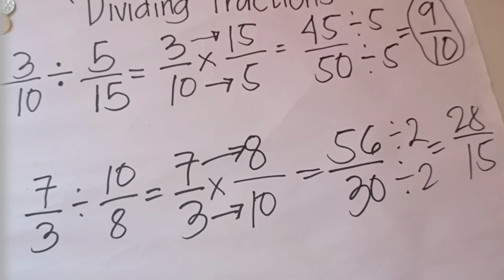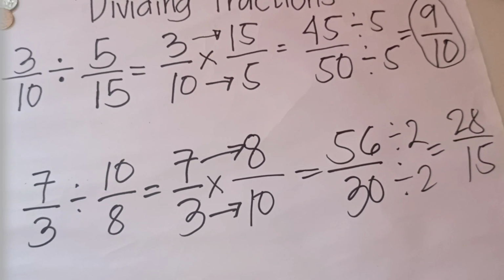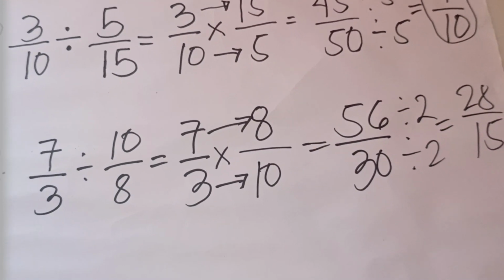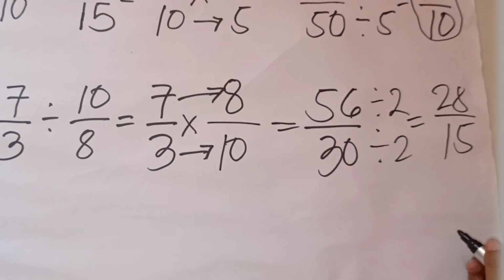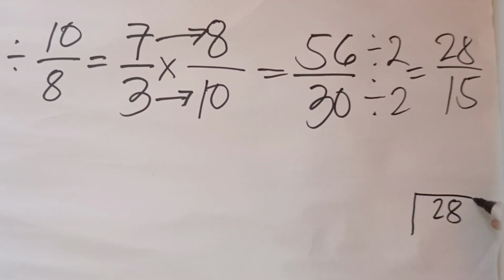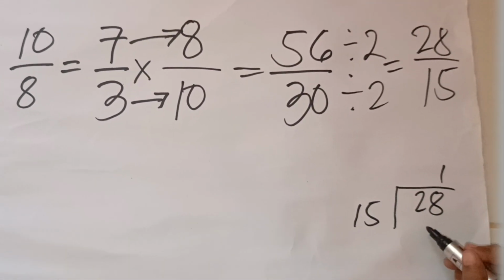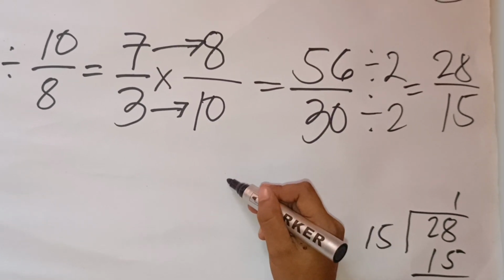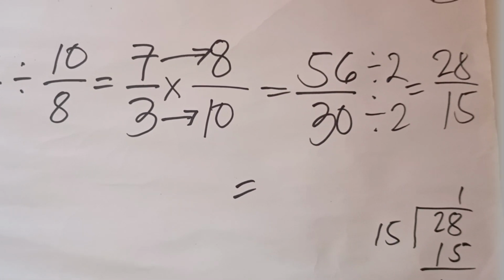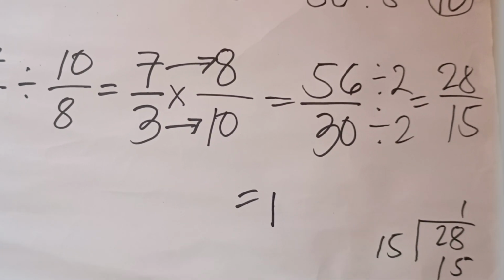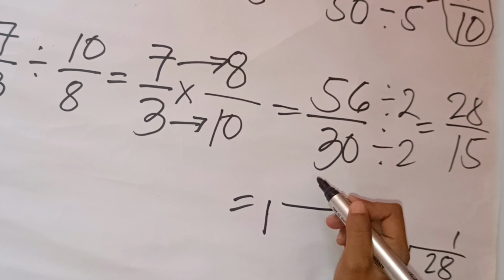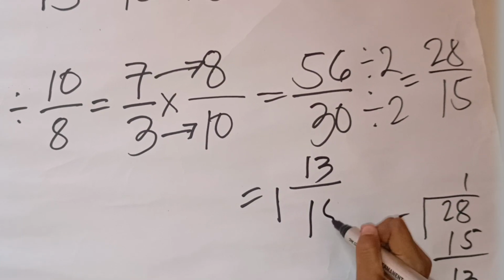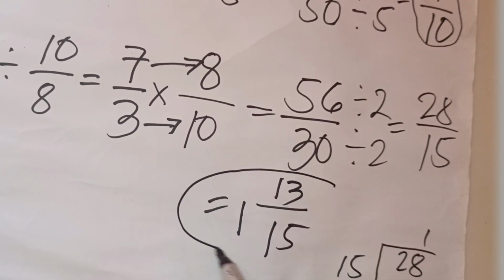Since the result is 28 over 15 and the numerator is greater than the denominator, we can still simplify it. So we need to divide 28 by 15. So 1, 15, 13. So the answer will be a mixed number. So 1, and the remainder will be the numerator, 13 over 15. So this is the final answer.